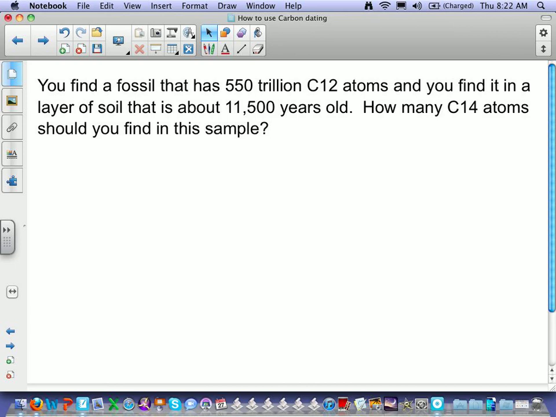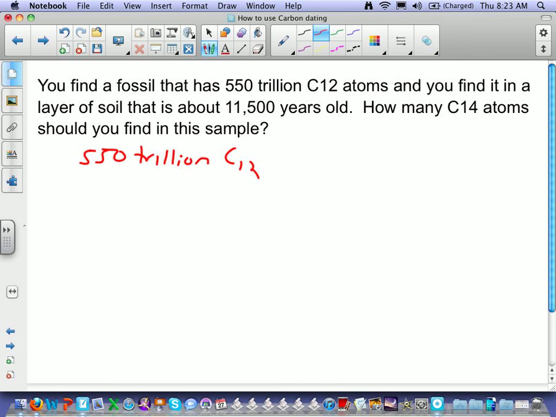Last one. It's a combination problem. You find a fossil that has 550 trillion carbon-12s in it. You find it in a layer of soil to be about 11,500 years old. How many carbon-14 atoms should you find in the sample? First of all, you have to figure out how many half-lives have gone by. 550 trillion carbon-12s. 2 half-lives have gone by because 11,500 is about 2 half-lives.